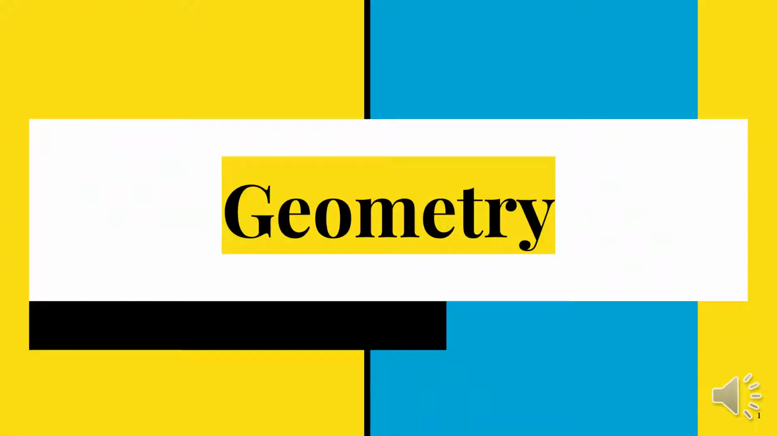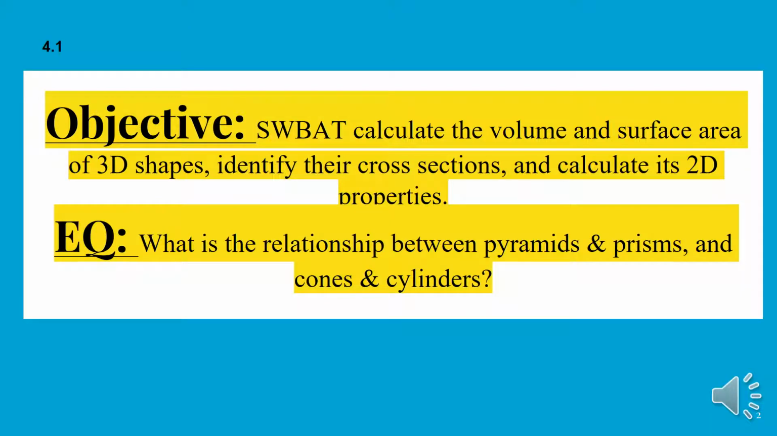In this unit, we talked about geometry. In 4.1, our objective was to be able to calculate the volume and surface area of three-dimensional shapes, identify their cross-section, and calculate 2D properties of that cross-section. Our question is, what's the relationship between pyramids and prisms, as well as with cones and cylinders?